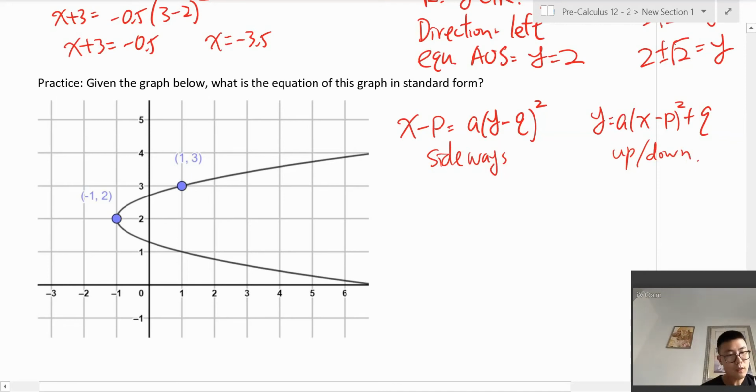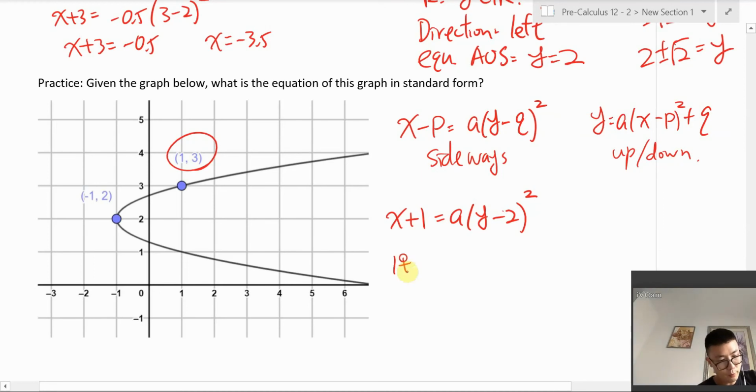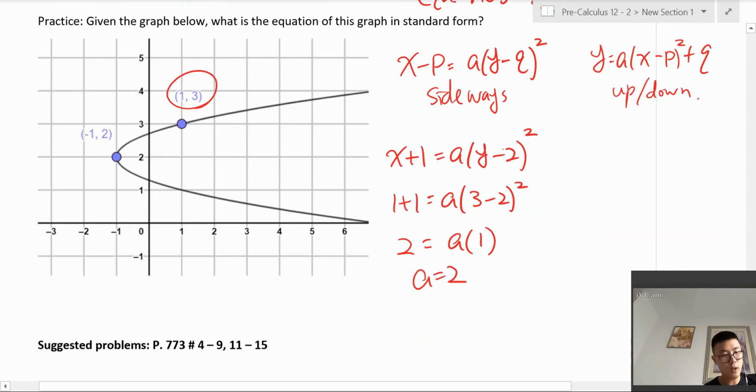Now we have the vertex of negative 1 comma 2. So we know right away it's going to be x plus 1 equals a times y minus 2 squared, because that's where our vertex is. We can then solve for a using another point that's given to us. So x is 1, so 1 plus 1 equals a times y, which is 3, minus 2 squared. We get 2 equals a times 1. Therefore, a equals 2. Therefore, our equation is x plus 1 equals 2 times y minus 2 squared. And there is your equation.